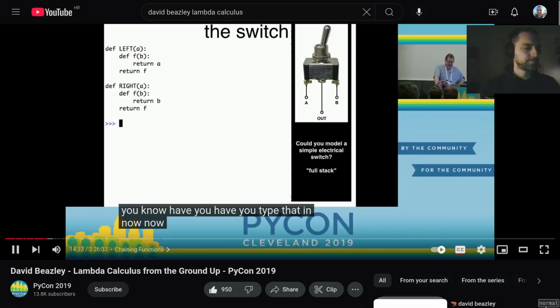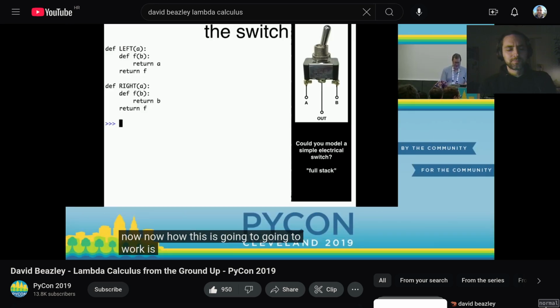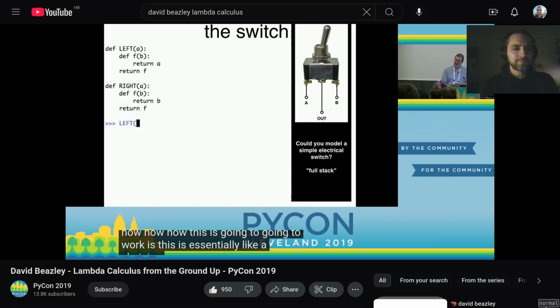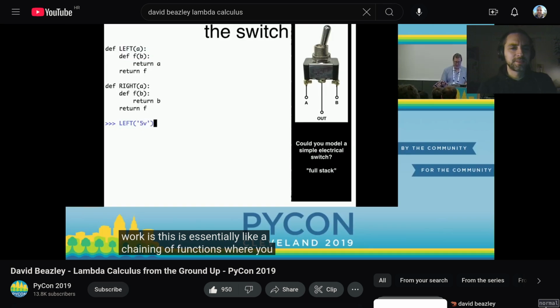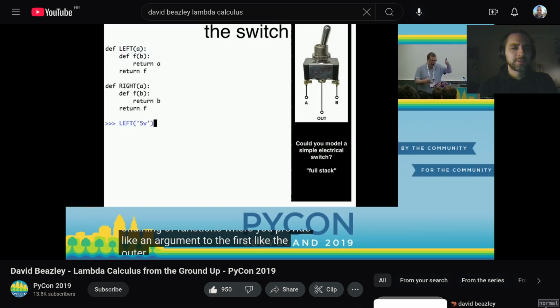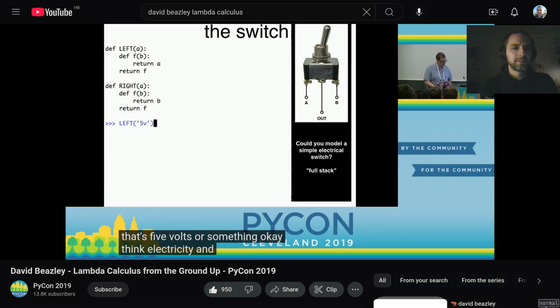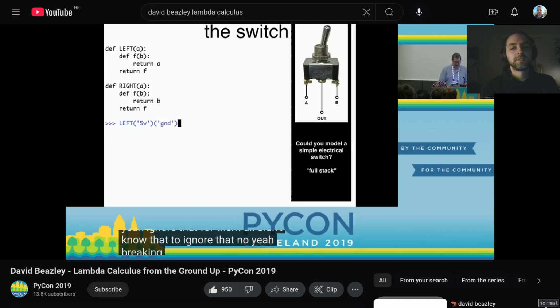Okay. Now how this is going to work is this is essentially like a chaining of functions where you provide an argument to the first, the outer function. You say, okay, left, A, that's 5 volts or something. Okay, think electricity. And then what it is doing is returning a function back, like it's returning this F back. But you have a string in there. Yeah, well, ignore that for the moment. I'm breaking the rules a little bit, but you're onto something important here in a second.